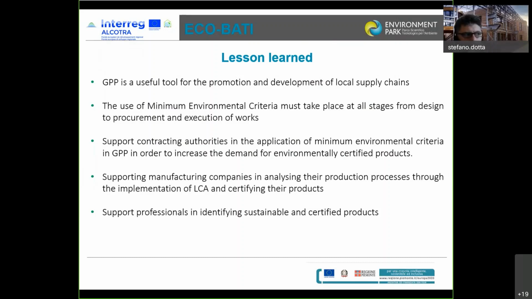And it is necessary to support the public authority, contracting authority, in order to implement these criteria during the tender phases. And also it is necessary to support the manufacturing company in order to analyze the process and in order to obtain this environmental certification label. And also it's necessary to support in our territory the designer, the professional, in order to identify sustainable and certified products with tool and documents.